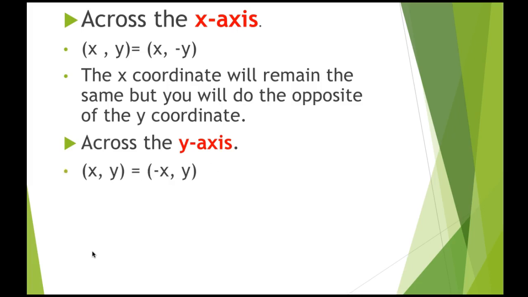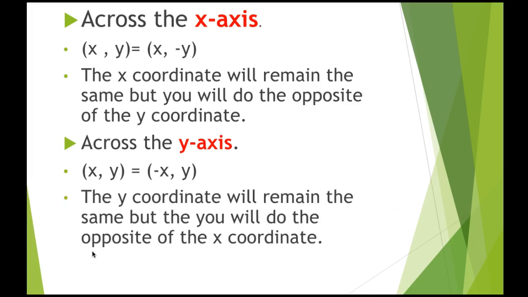Now, when you're reflecting the image across the y-axis, the rule is (x, y) becomes (negative x, y). The same thing applies for the x that applied for the y in the previous one. It's not negative x, it's the opposite of x. So for example, if it said negative 4, well, the opposite of negative 4 is positive 4. We're going to look at that in just a second. The y coordinate is going to remain the same, but you will do the opposite for the x coordinate.